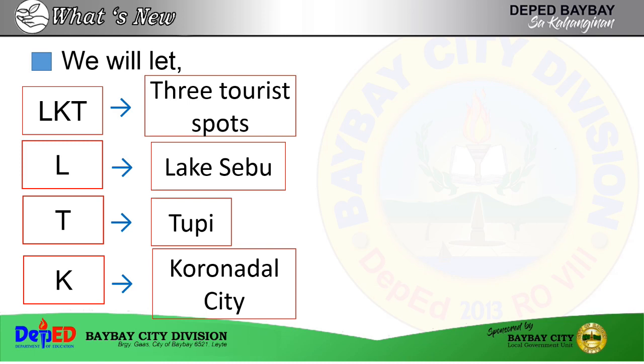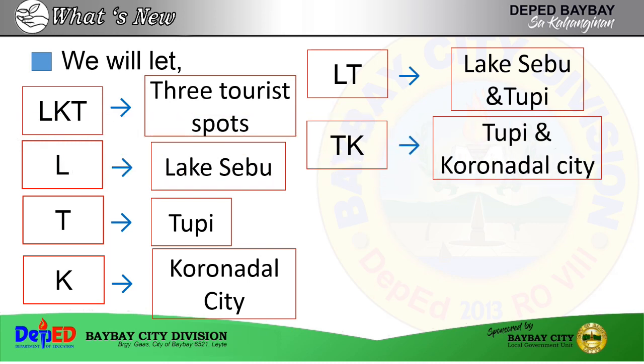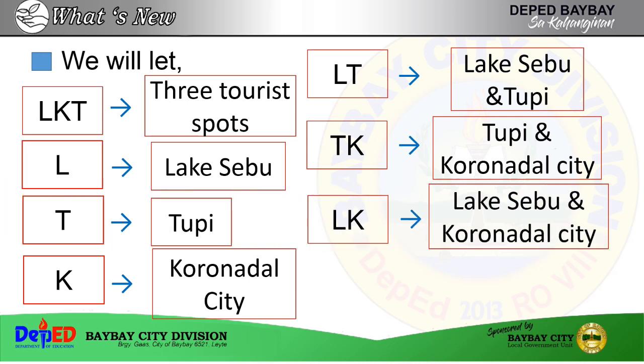We let the variable LT be equal to the number of students who joined the trip to Lake Cebu and Tupi only. We let the variable TK be the number of students who went to Tupi and Koronadal City only. We let the variable LK be equal to the number of students who went to Lake Cebu and Koronadal City only. Last but not least, we let the variable N be the number of students who did not see any of the 3 tourist spots.